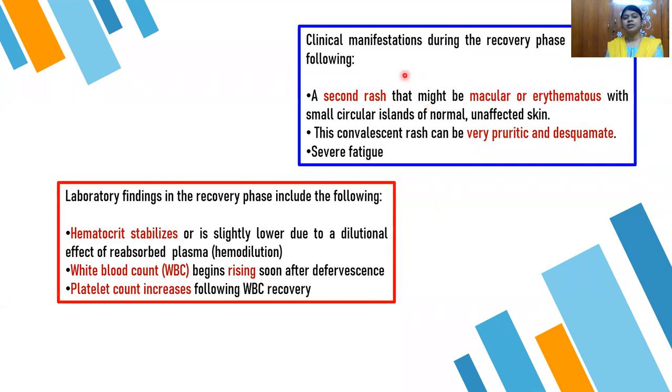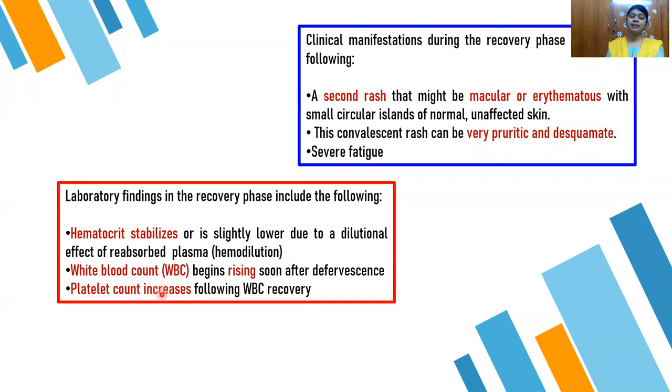The clinical manifestations during this recovery phase include a secondary rash, which is usually observed and can be macular or erythematous. It is highly pruritic, meaning there is intense itching, followed by scaling of the skin, which is desquamation. Laboratory findings: hematocrit stabilizes or is slightly lower because of dilution, which happens because of the reabsorption of plasma. We call that hemodilution.